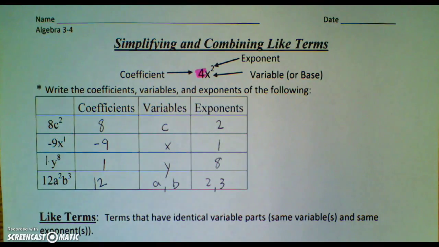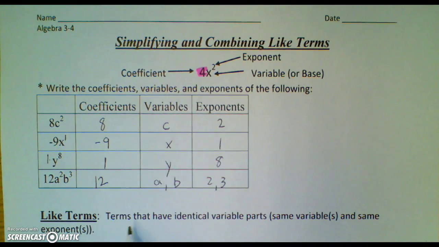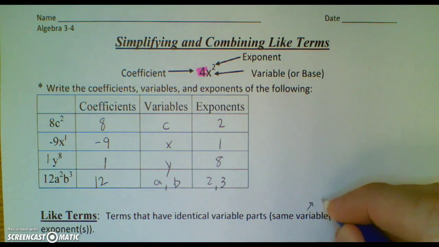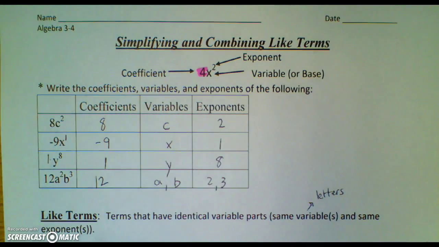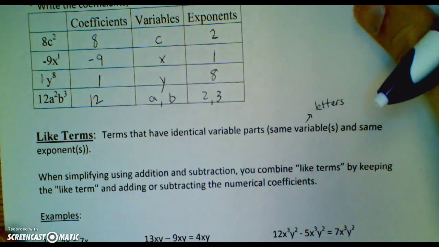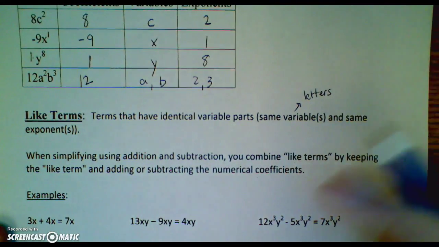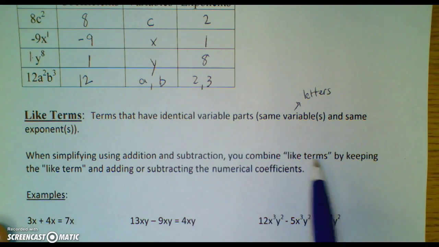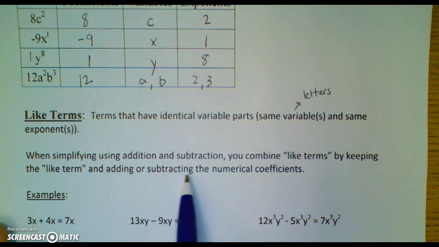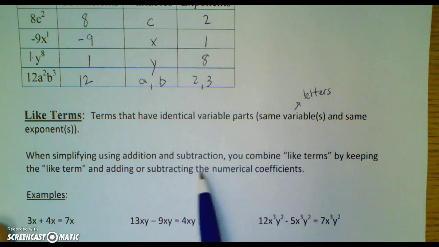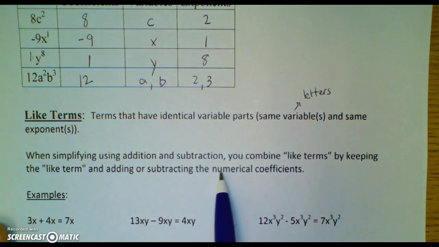In order to combine like terms, you have to find terms that have identical variable parts, so the same letters and the same exponents. When simplifying, you use addition and subtraction. You combine like terms by keeping the like term and adding or subtracting the numerical coefficients. So you're just adding or subtracting the numbers, and the letters stay the same.